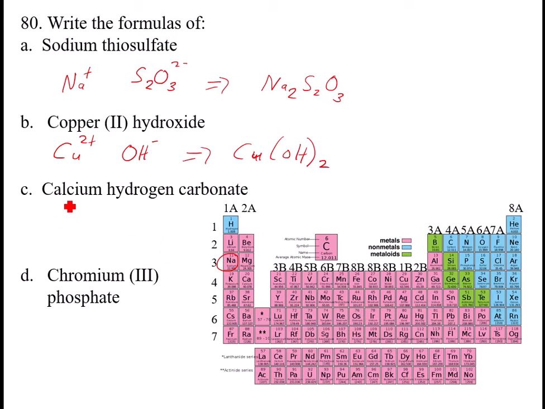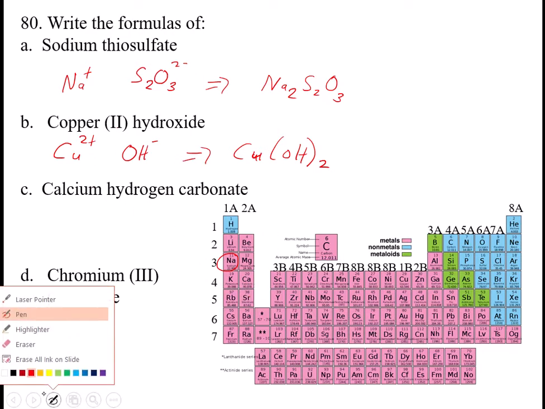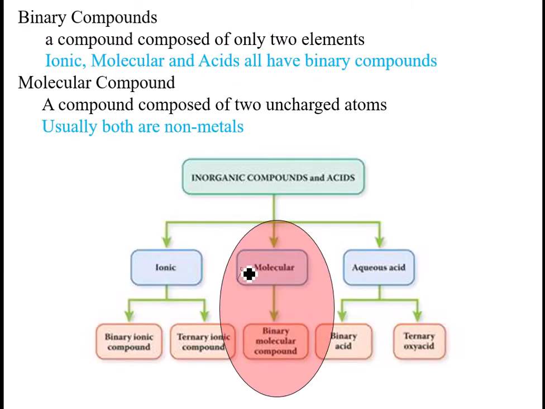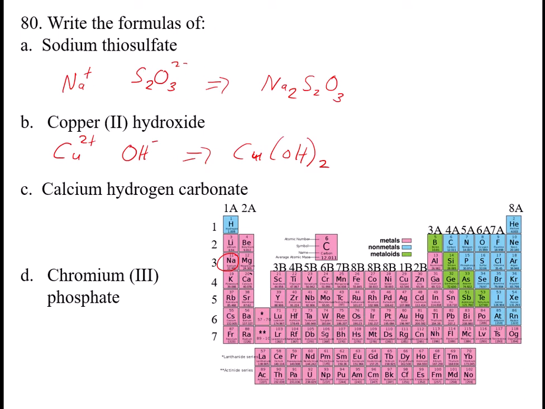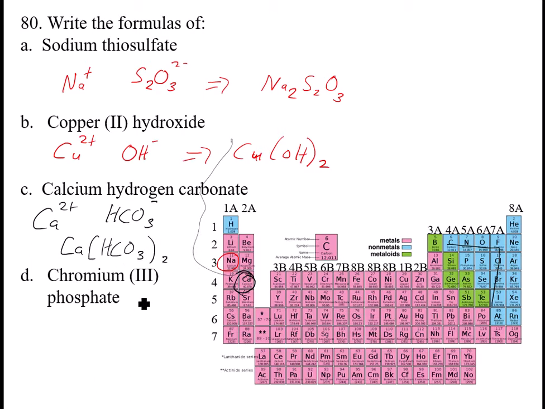For the next one, calcium is here. Ca has a 2+ charge. Carbonate has a 2- charge, but I put the hydrogen in front of it, so it becomes HCO3, because carbon is on the 7. CO3 is 8, and it was a 2- charge, so it becomes a 1-. So this becomes Ca. Again, this is a polyatomic ion, so I need parentheses: Ca(HCO3)2.